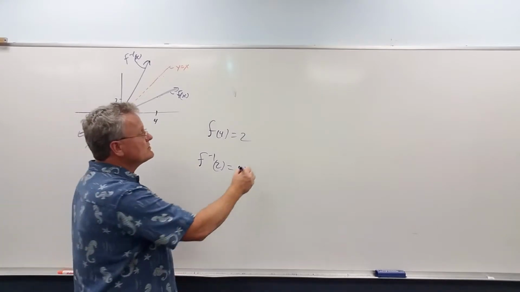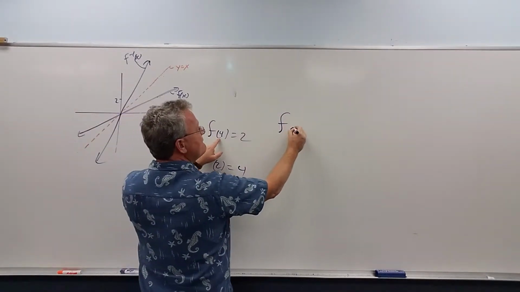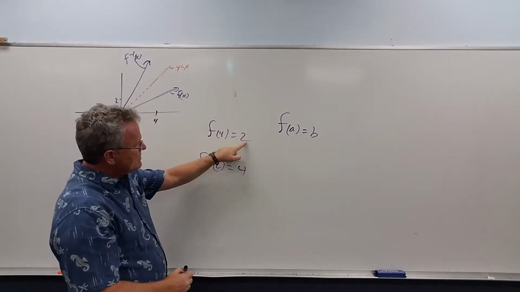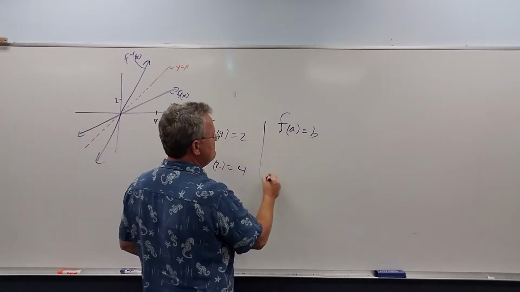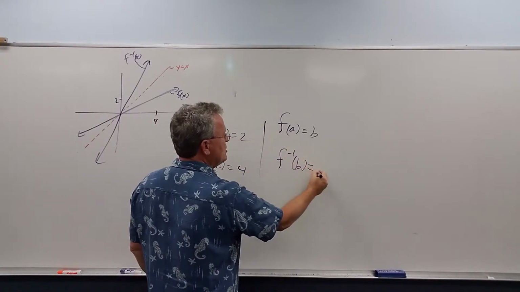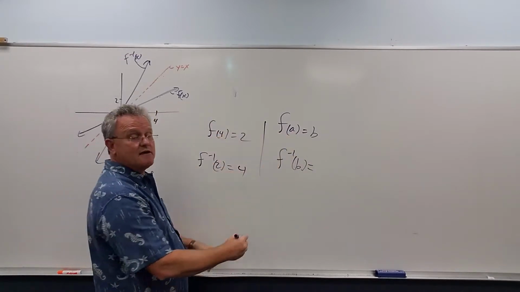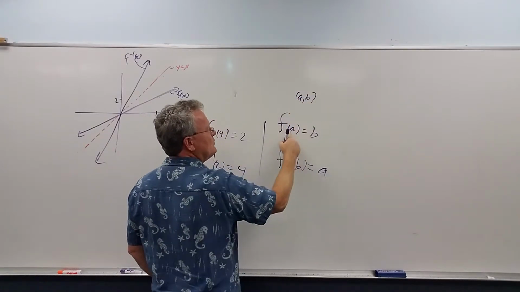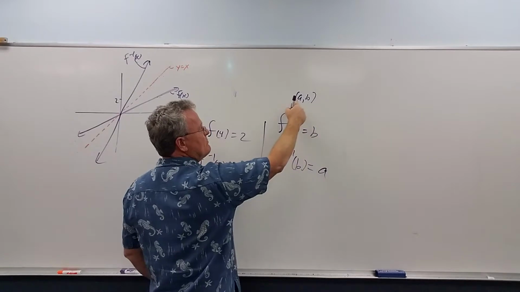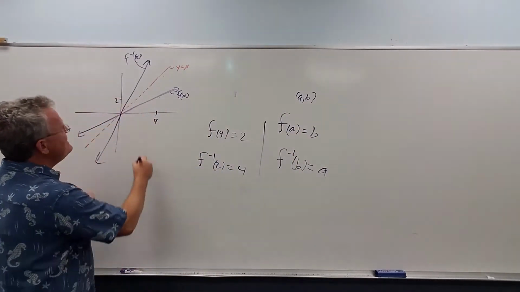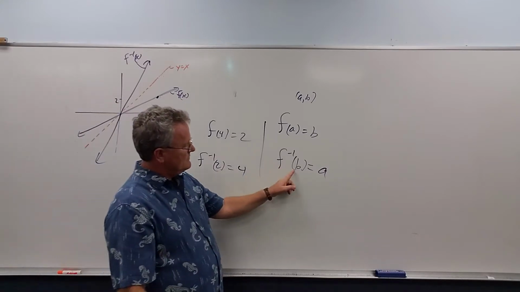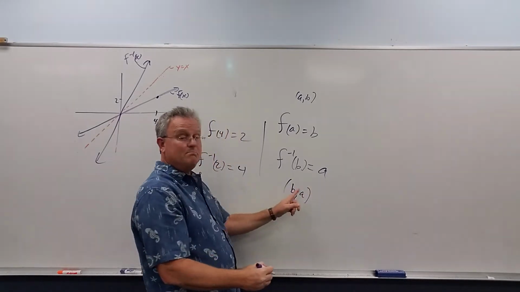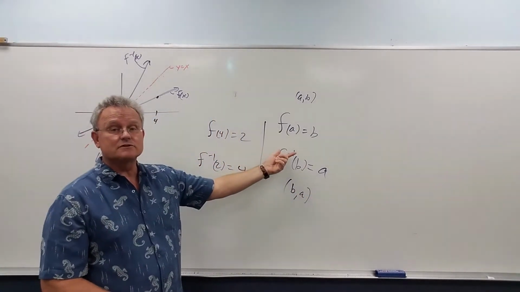right? So in other words, in general, if f of a is equal to b, when I plug this number into my inverse, f inverse of b, what's going to come out is the a value. This means that the point (a, b), when x is a and y is b, is on the graph of f. When I plug in x, this is my y value for the inverse. That means (b, a) is on the graph of the inverse.